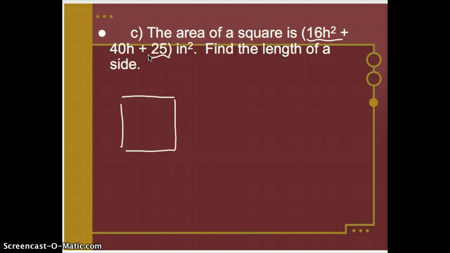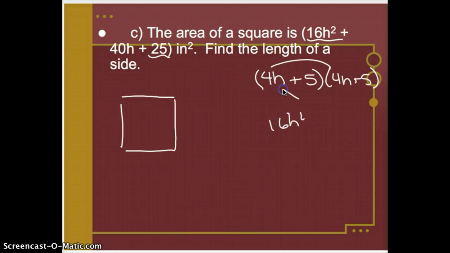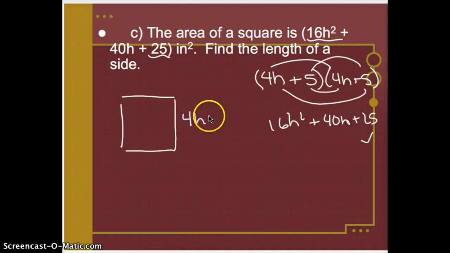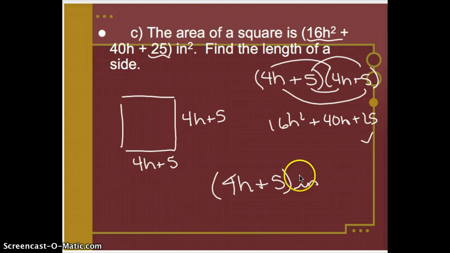So the square root of 16h squared is 4h. The square root of 25 is 5. So we think this is probably 4h plus 5 squared. If we double check, that's 16h squared, that's 20h and another 20h, so plus 40h plus 25. Lo and behold, that checks out. It looks like each side is the same. Each side is 4h plus 5, and we're going to label it, so it's 4h plus 5 inches per side.